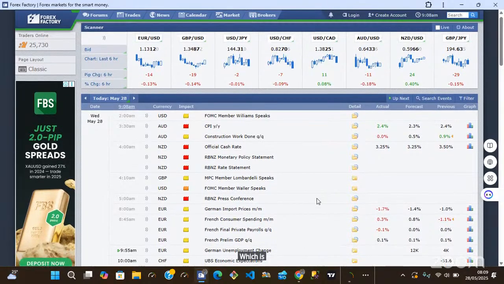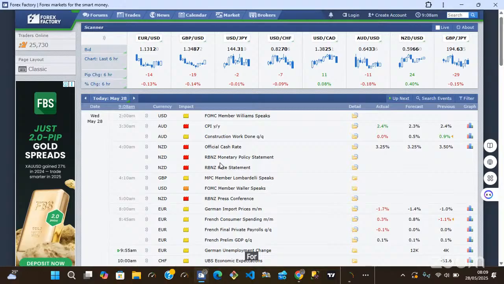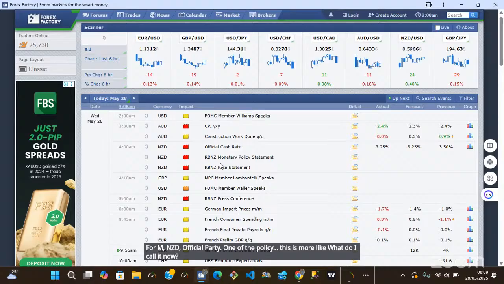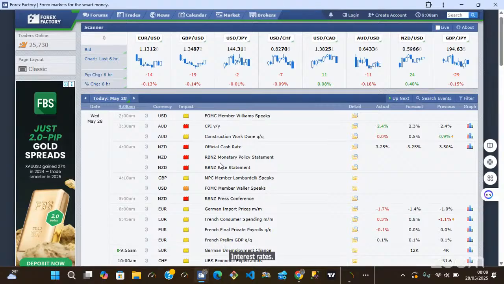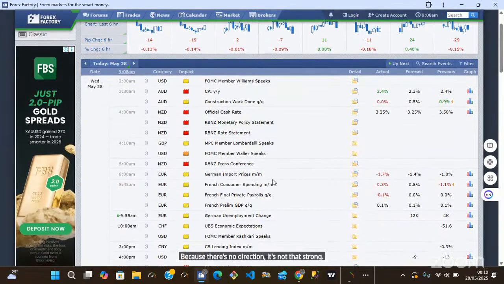On the forex factory calendar, our fundamentals are more for the Asian session and Sydney, early this morning. We had the Australian dollar CPI, which was good, as we expected. At 4 a.m., the NZD official cash rate, monetary policy, the interest rates, stayed the same. They didn't increase it, neither did they reduce it. So this is neutral. In this instance, most likely we stay out of the market because there's no direction. It's neither strong nor weak.